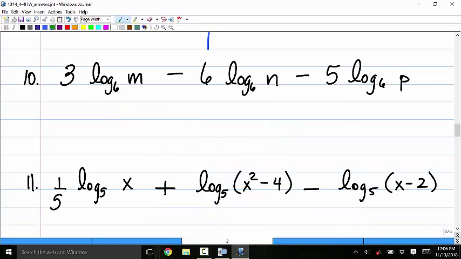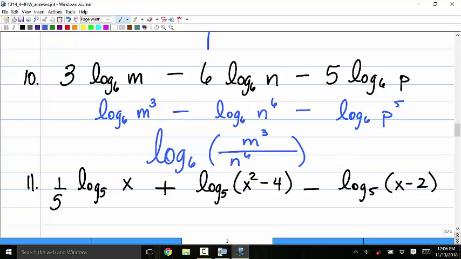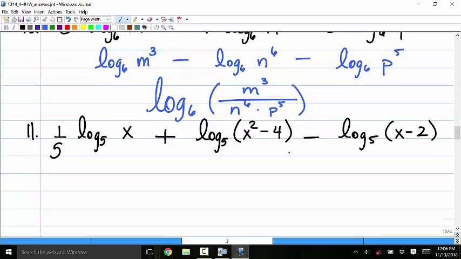For number 10, 2 steps. I would write that as log base 6 of m to the 3 minus log base 6 of n to the 6 minus log base 6 of p to the 5th. Now if I wanted to write it as one big log base 6 of, what's in the numerator? M to the 3rd. In the denominator you'll have n to the 6 times p to the 5th. You got it. Go work on number 11.